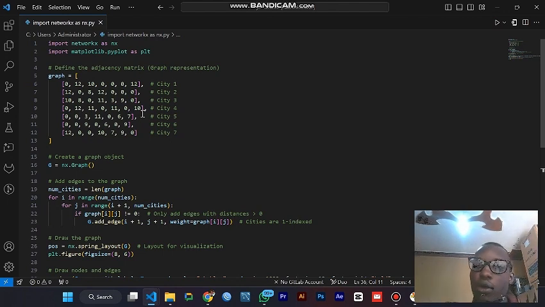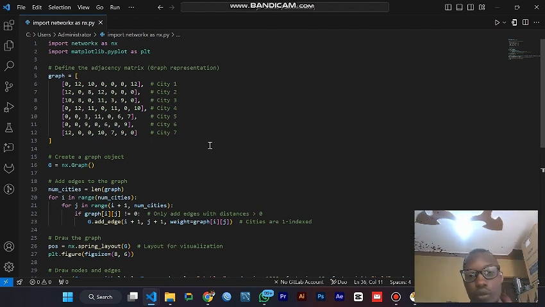I am going to walk you through how we represented the traveling salesman problem using a graph data structure, and I'll briefly discuss the choice we made. First, let us understand the problem itself. The main objective of the TSP is straightforward: visit each city exactly once and return to the starting city while minimizing the traveling distance.